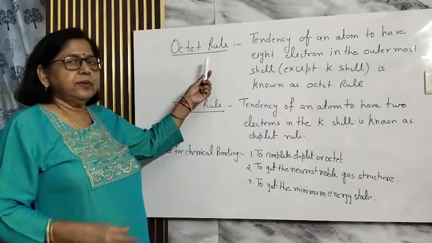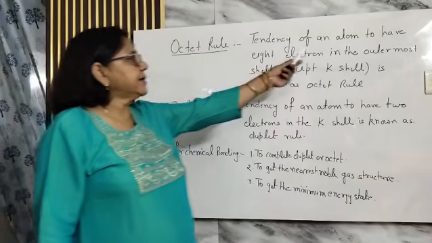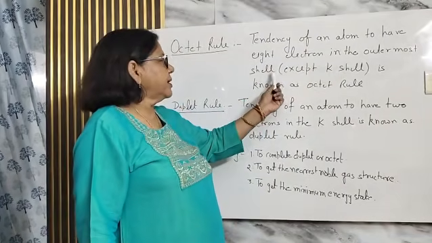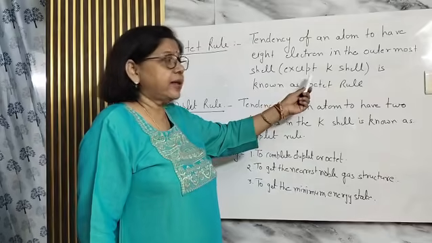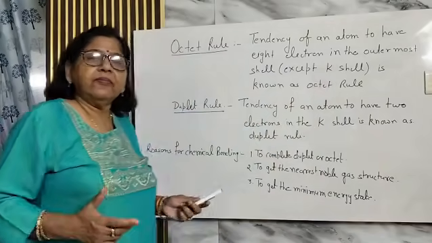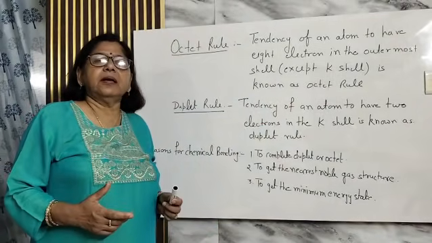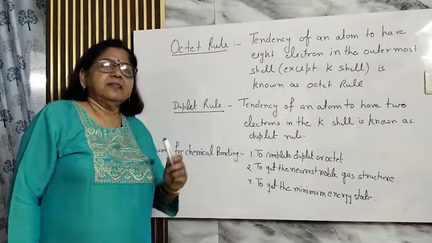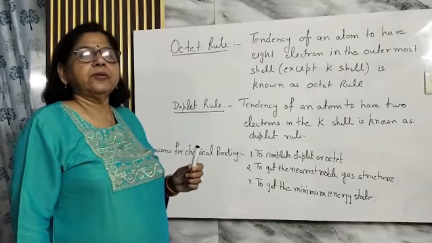What is the octet rule? The tendency of an atom to have 8 electrons in the outermost shell, except the K shell, is known as the octet rule. That means every atom wants to have 8 electrons in the outermost shell, right? This is one of the important points to be noted.